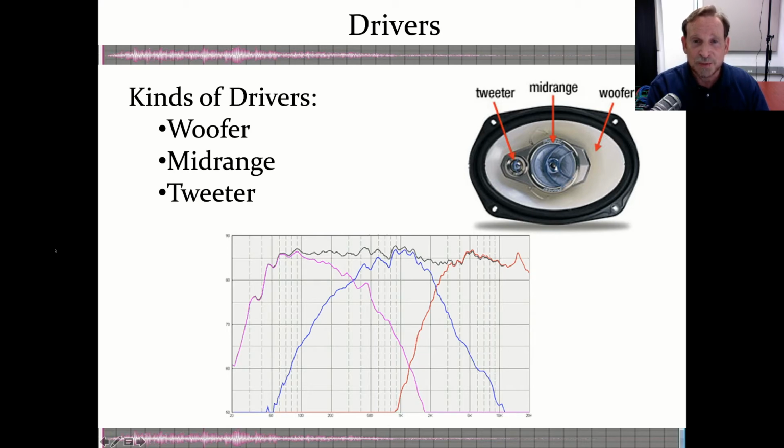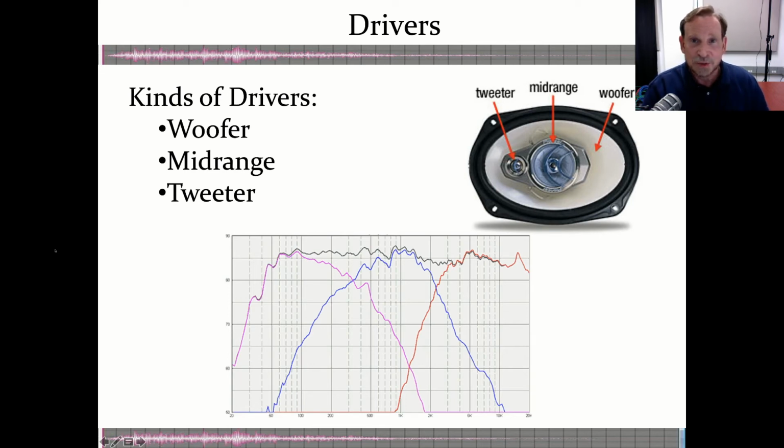The blue one represents what the mid-range is responsible for producing. And the red represents what's happening as a result of the high-frequency tweeter. And so the black is giving us what the composite would be, how the sound is representing the all spectrum from 20 to 20K, but together with all three working in unison or working simultaneously. So those are the different kinds of drivers.